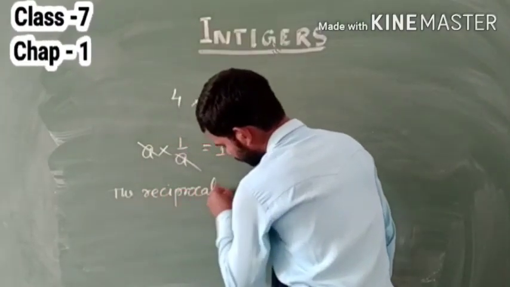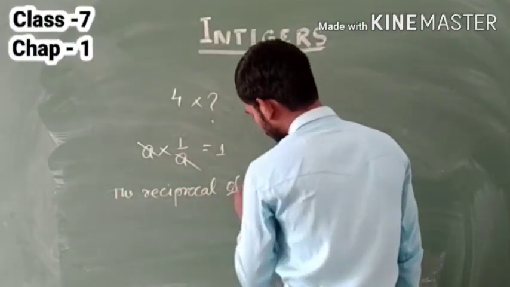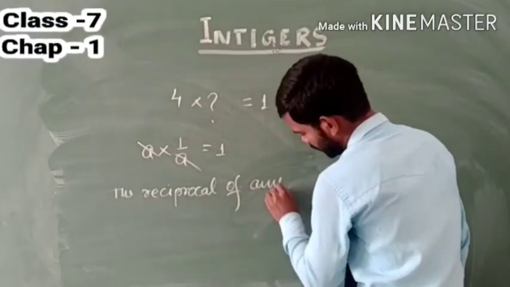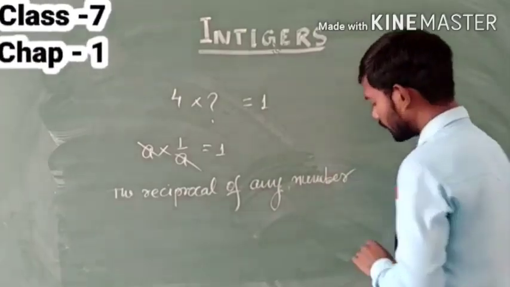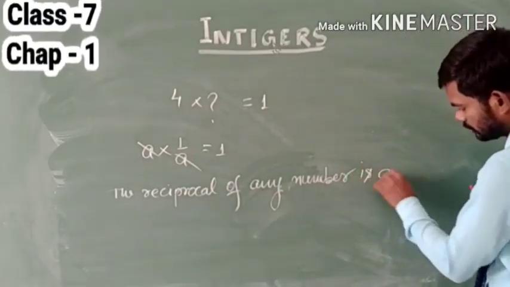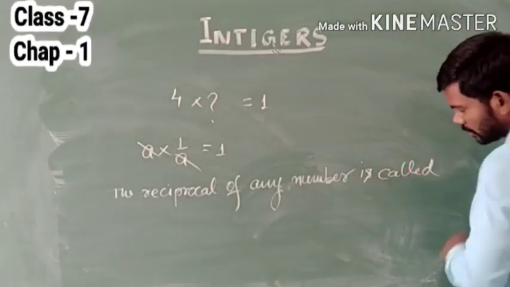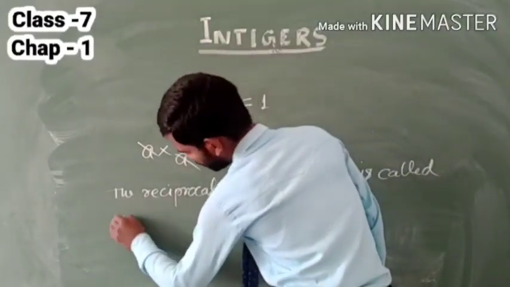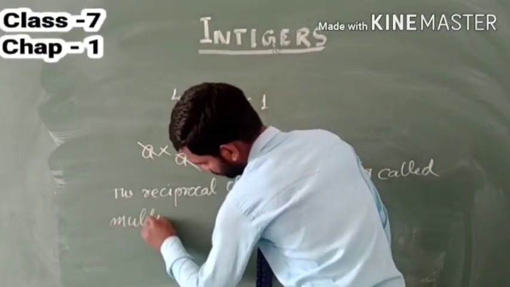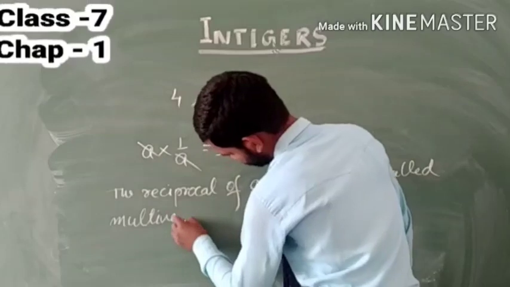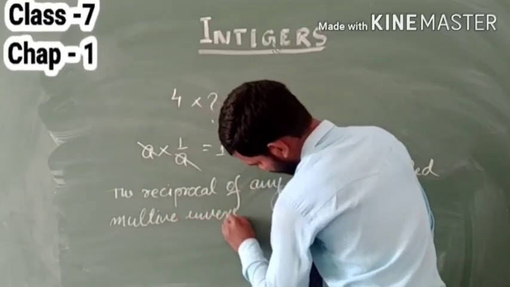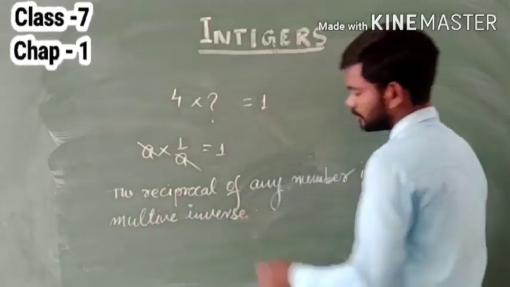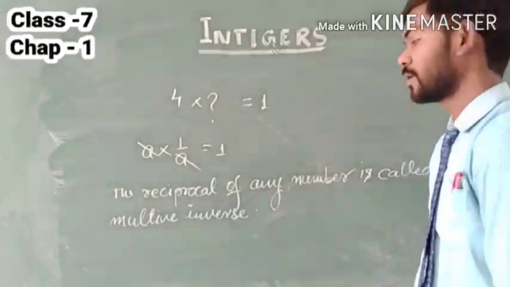is called the multiplicative inverse of that number.